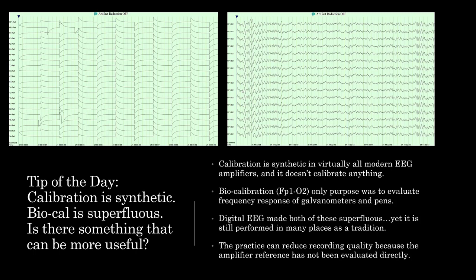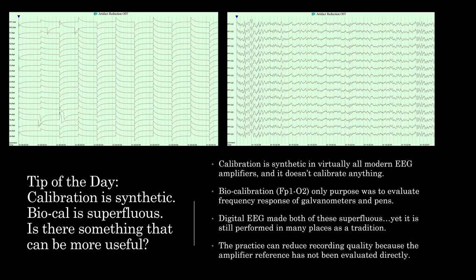Biocalibration was then done on pen and ink systems to feed a dynamic signal with lots of different frequencies into each channel. And that was typically FP1 to O2, so that you had a large signal, and you could see if each one of those mechanical pens and galvanometers were responding the same to a dynamic signal. So what happens in digital EEG is something similar to that. Since everything is recorded referentially, you take FP1 to the reference, O2 to the reference, subtract that reference, and then copy-paste down the page. Now, these were required of digital EEG systems, and they still commonly are.